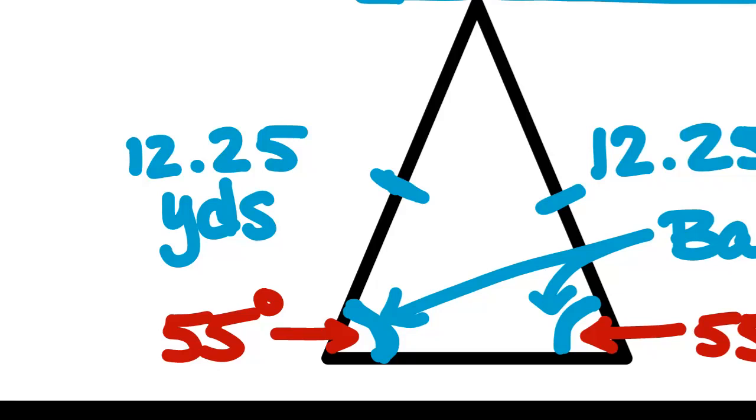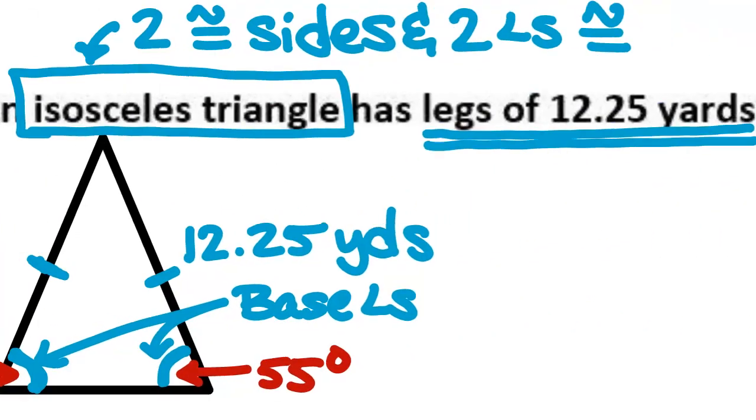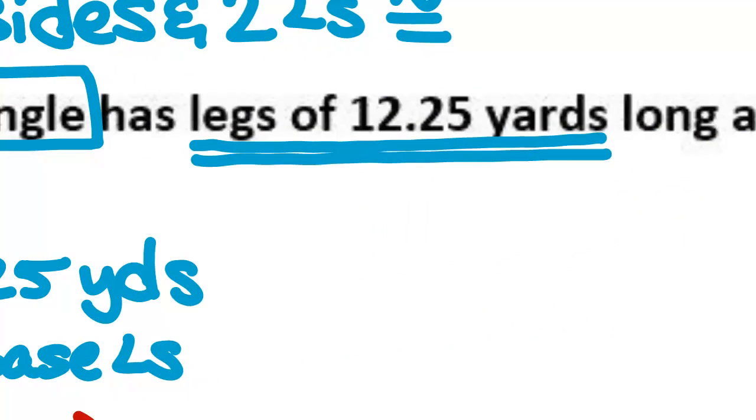Can I use 1/2 base times height on this triangle problem? Or do I have to use the new one, 1/2 AB sine C? I have to use the new one. I don't know what the height of this triangle is. The height is never going to be a slanted piece. It has to be perpendicular to your base.